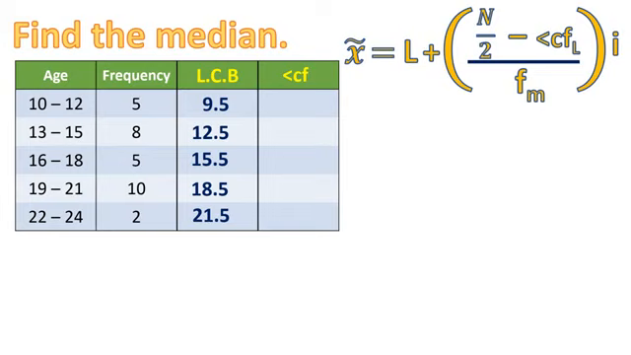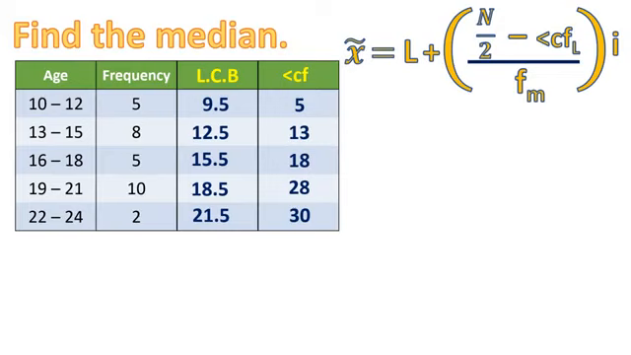We base the values of this column on the frequency. For the first row of the less than cumulative frequency, we just copy the frequency from the topmost row, which is 5. And then what we do with this 5 is add it to the next frequency. 5 plus 8 is 13. Then 13 plus 5, that's 18. And then 18 plus 10 is 28. 28 plus 2 is 30. So this is the less than cumulative frequency.